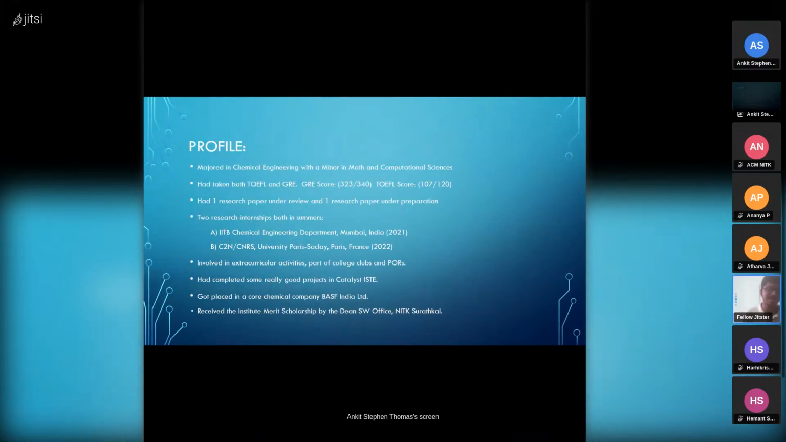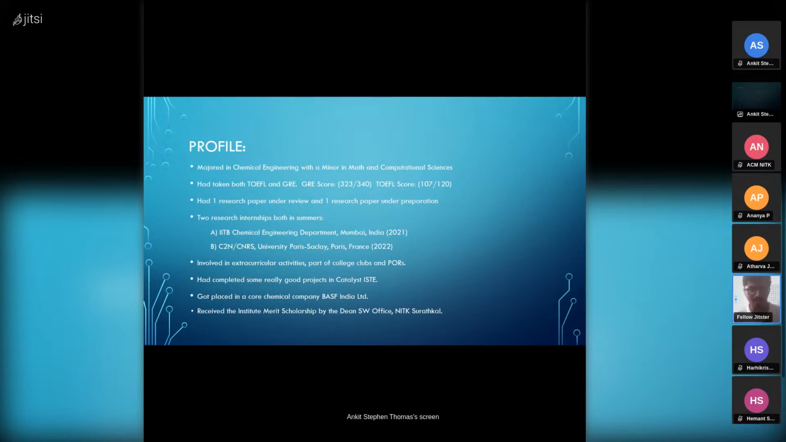Oh damn. Okay. I'll start again after my minors. Yeah. So I had a minor in MACS, that is Math and Computational Sciences. I took both the TOEFL and the GRE exams. My scores are, as you can see, I got a 323 out of 340 in the GRE and a TOEFL score of 107 out of 120.